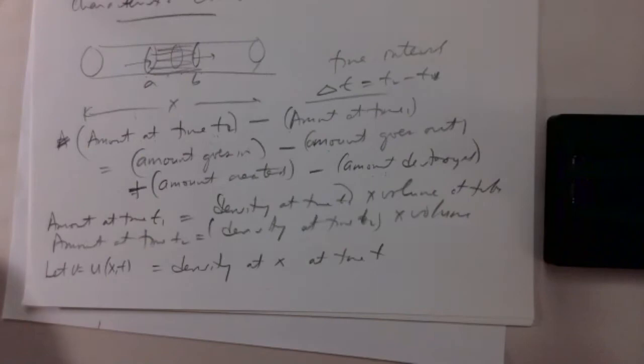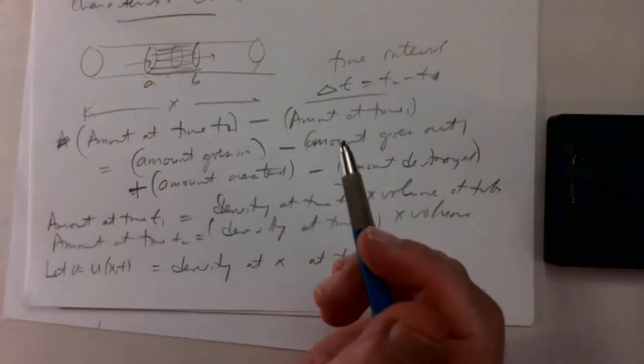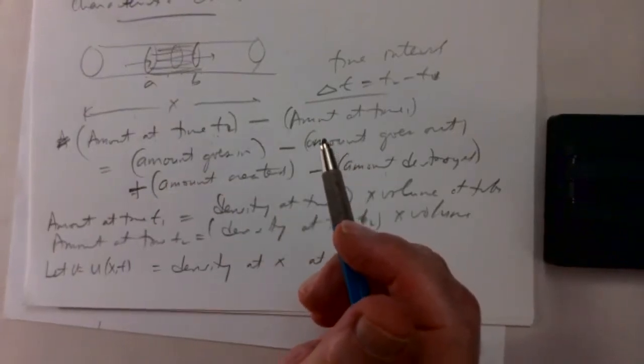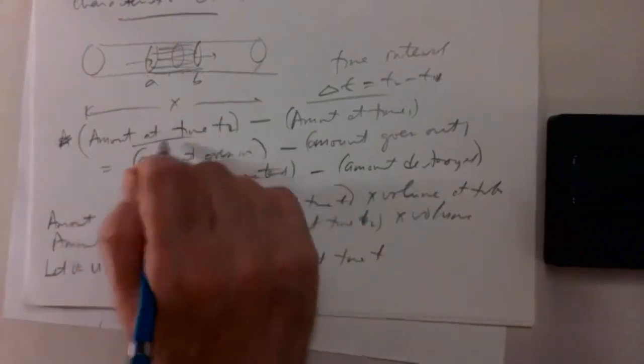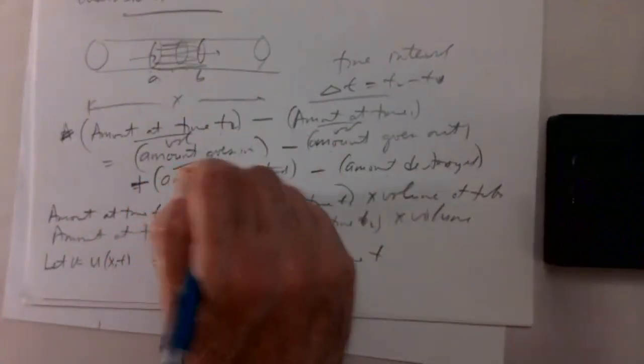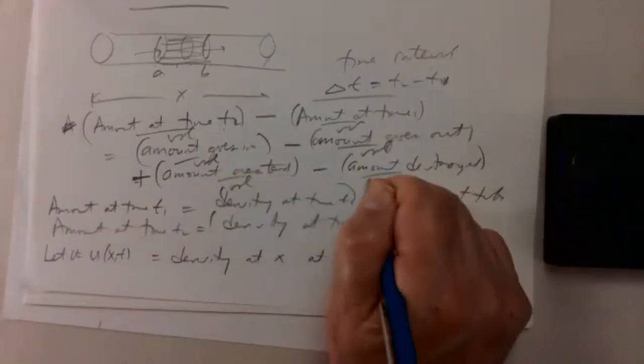Now, if we want to look at these quantities as something like densities, like the quantity per unit volume, we could divide by the volume of the part of the tube. And so we get something which looks like this. So u of x,t is the density at time t.